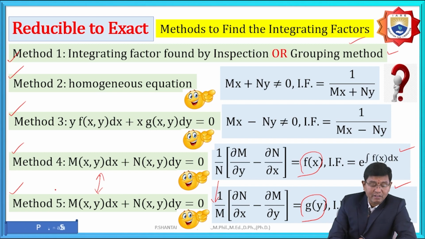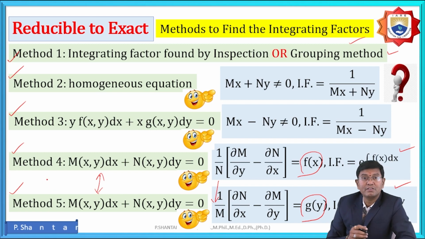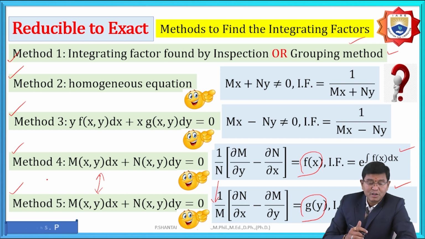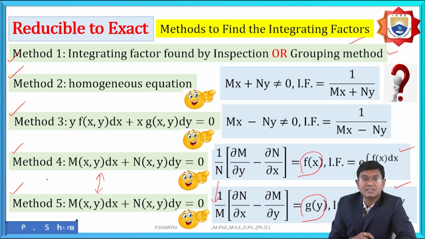Especially when we observe the fourth and fifth ones, they cannot be identified directly. The first method is easy to understand, the second method is also easy to observe, and the third method is also easy to apply, but the fourth and fifth are not easy to understand properly.